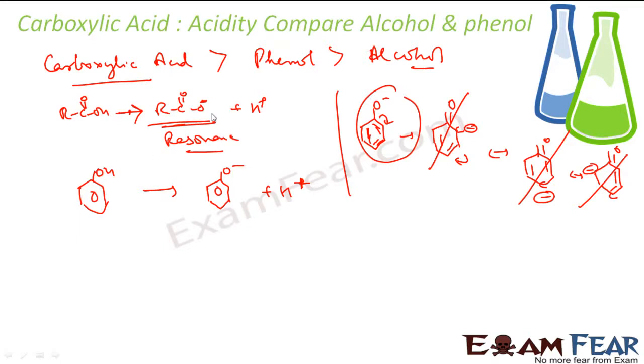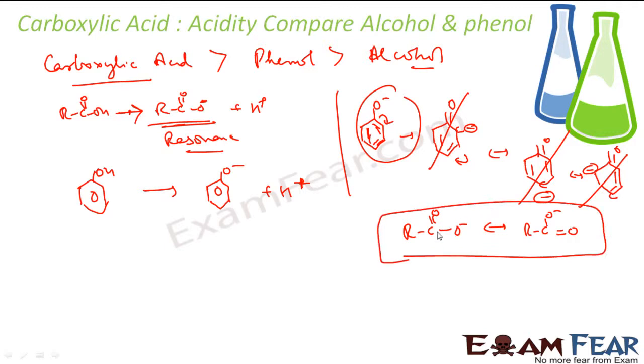Correct? So this has 2. If you want, I can draw it for you, RCOO minus. This is 1. And the other time, the negative charge comes on this carbon. So it has 2 resonating structures. It has 1 which we want. And if you take alcohol, there is no resonance. Correct?